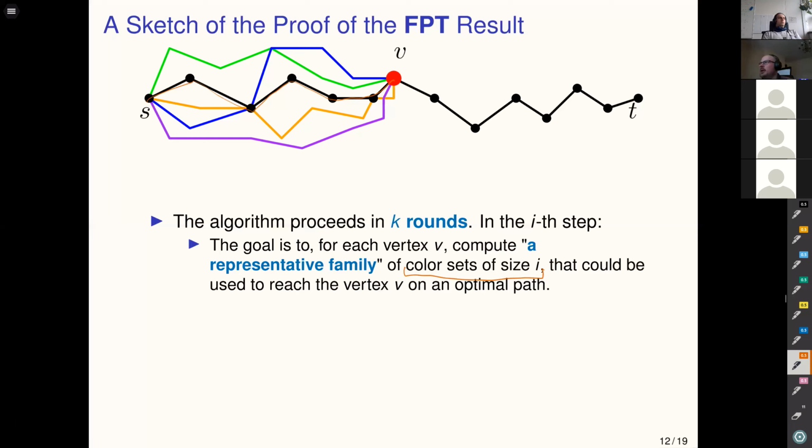And the other way around, if we have a color set such that using these colors we can reach from S to V, then we can just use our favorite algorithm for finding a path between two vertices, for example breadth first search, and use it only on the graph that does not contain any vertex with a color different from the colors in our set. So we can go back and forth between a color set with I colors and a path that contains such colors. And to define our representative families, it was better to do it with color sets.